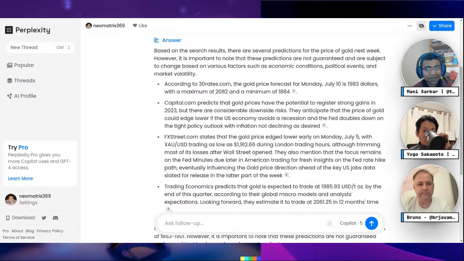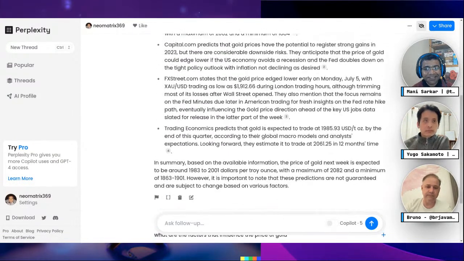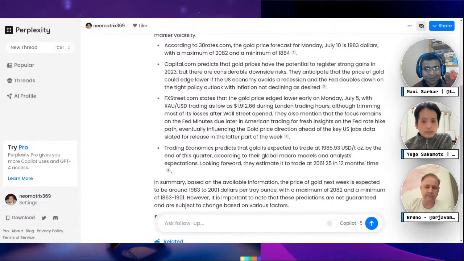Right. So it knows. According to 30rate.com, gold forecast for 10th July is 1980 and a maximum of 2080 and a minimum of 1884. See, it's done all this homework and it's gone to all these different sites and summarized. And it didn't even take seconds. If you saw, it was just computing it in less than 5 to 10 seconds. It has already had this.